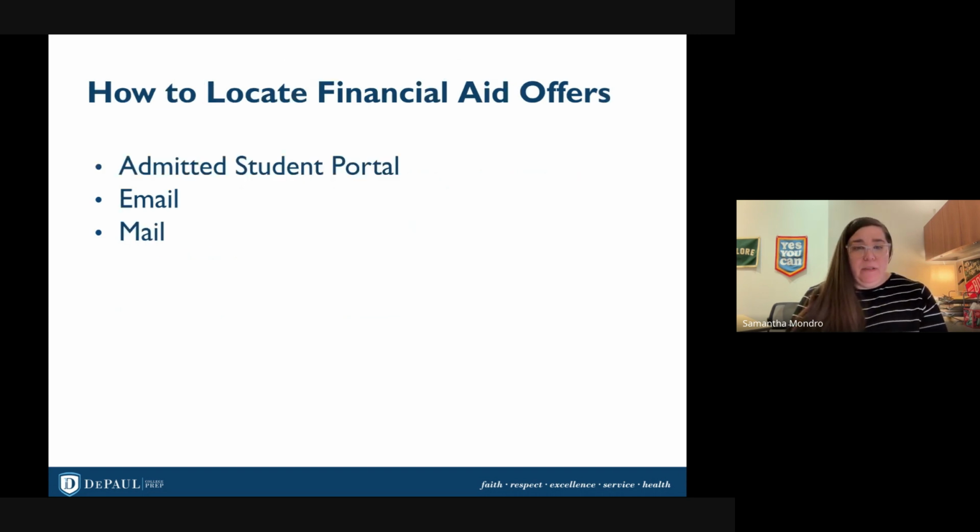The best place for you to look for your financial aid offers is usually inside of your student portal. There's usually a financial aid section where your aid letter will be listed. Sometimes they email it to you directly, and sometimes it can come through the mail as well. So please make sure to check your portals.